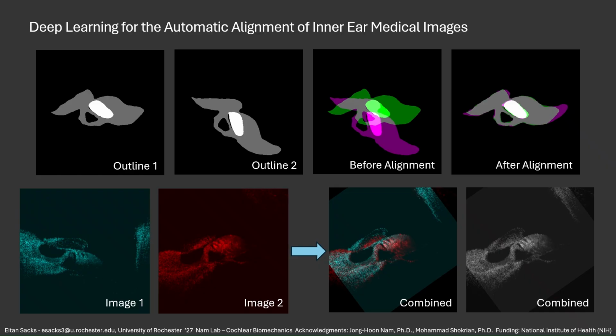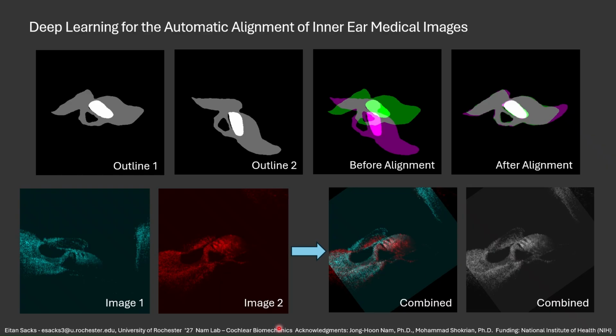So, I trained a deep learning network to outline the key anatomical structures in these images. There are some examples of these outlines right here. And here they are superimposed, and you can see that they are actually pretty similar.